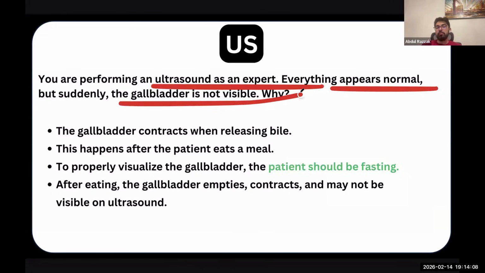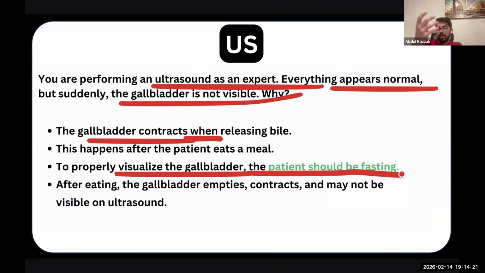However, you cannot see the gallbladder on ultrasound. Why so? Because it's probably contracting. Why is it contracting? Because the patient did not come fasting. That's why we want patients coming for ultrasound of the gallbladder to come fasting so that the gallbladder is relaxing.